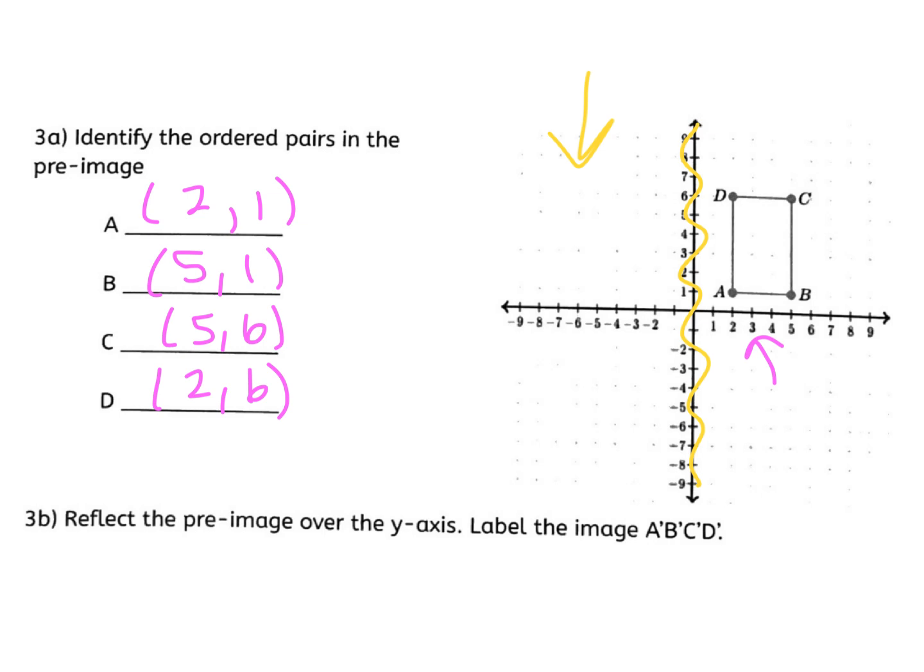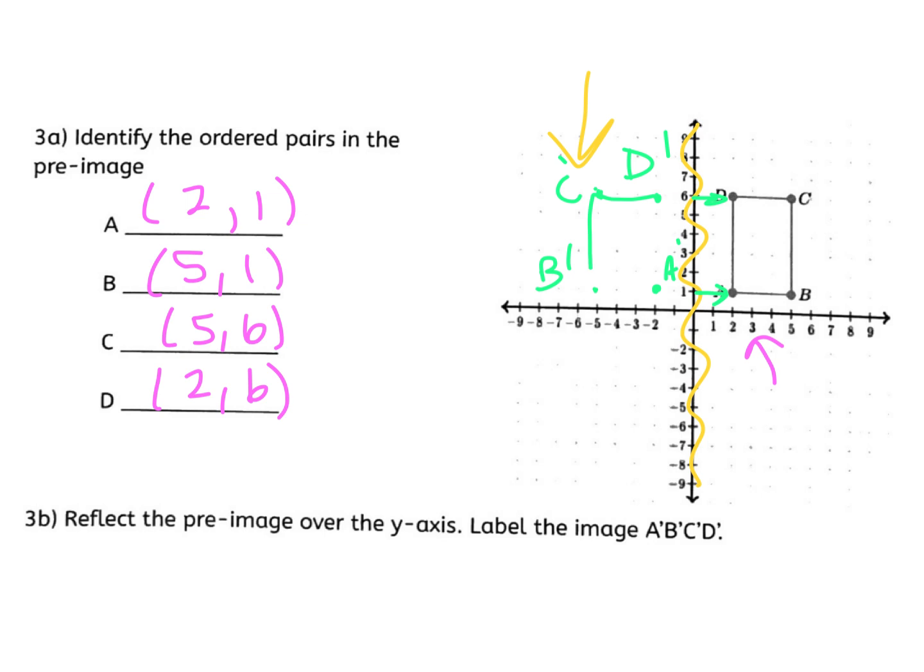Okay, remember when we're flipping, we can do the counting method. So looking here at A, it is 2 away from the y-axis, so I just reverse that, and A prime would be right here. Label it A prime. And then D is 2 away from the y-axis, so I reverse that and go 2 to the left. D prime. C is 5 away from the y-axis, so C prime will be right here. And then B prime will also be 5 away.